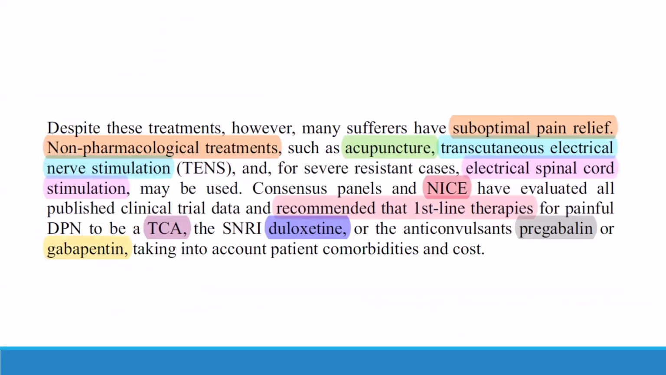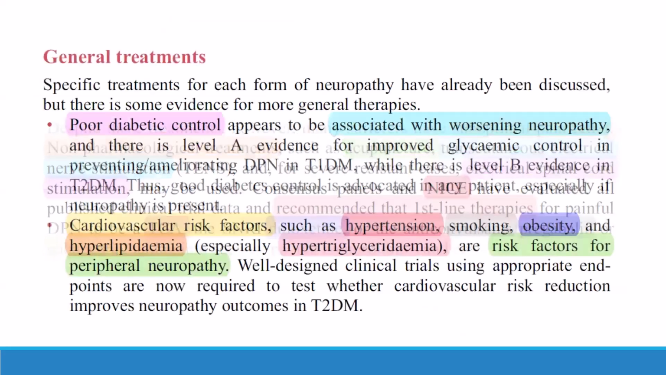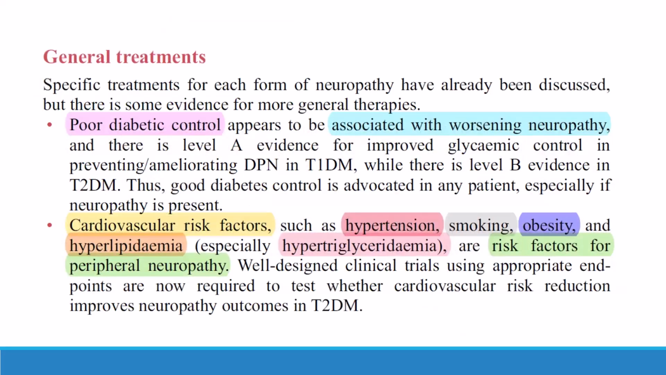Despite this treatment, however, many patients have suboptimal pain relief. So non-pharmacological treatment like acupuncture, transcutaneous electrical nerve stimulation, electrical spinal cord stimulation may be used, but actually the NICE guideline did not recommend these maneuvers. General treatment for diabetic peripheral neuropathy: poor diabetic control appears to be associated with worsening neuropathy. Cardiovascular risk factors like hypertension, obesity, smoking, dyslipidemia, especially hypertriglyceridemia, are risk factors for peripheral neuropathy.